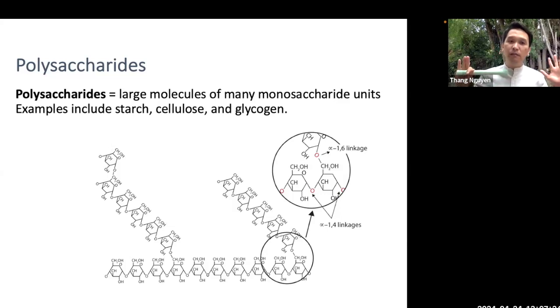Okay, now let's move on to the last category of the carbohydrates. This is known as the polysaccharides. Okay, the root word here is poly, meaning many. So if you have many units of the monosaccharides, you get what is known as a polysaccharide. Some examples include the starch, the cellulose, and the glycogen. I'll talk more about the starch and the cellulose in a bit, and I won't talk much about glycogen other than at this slide here.